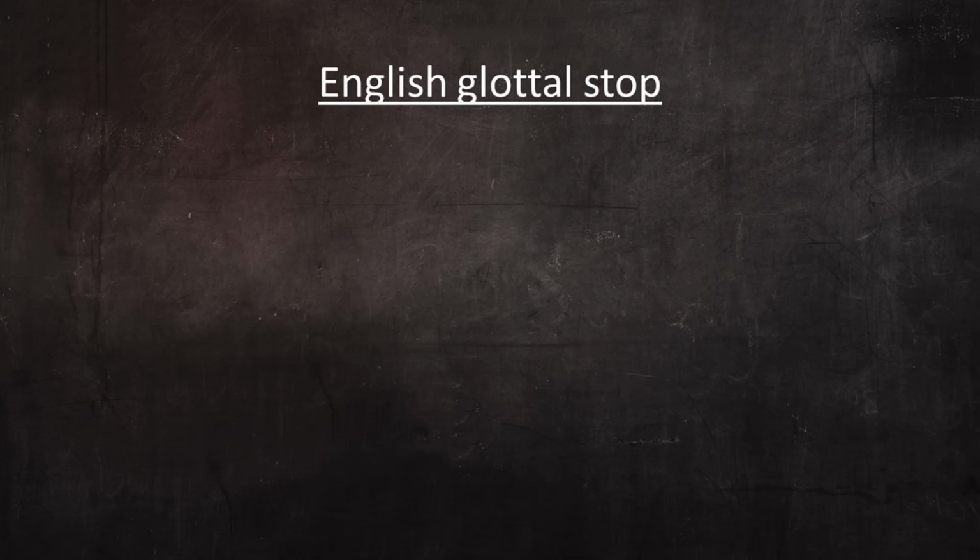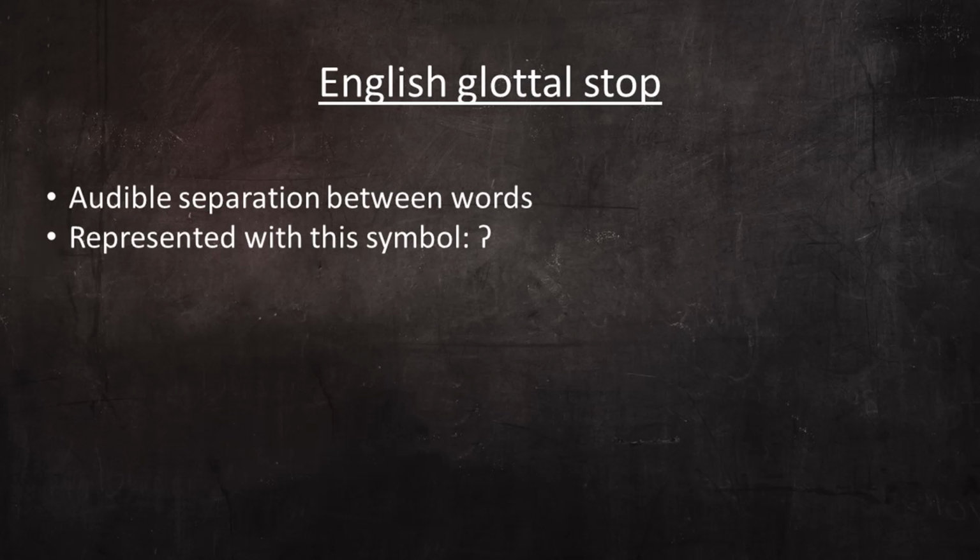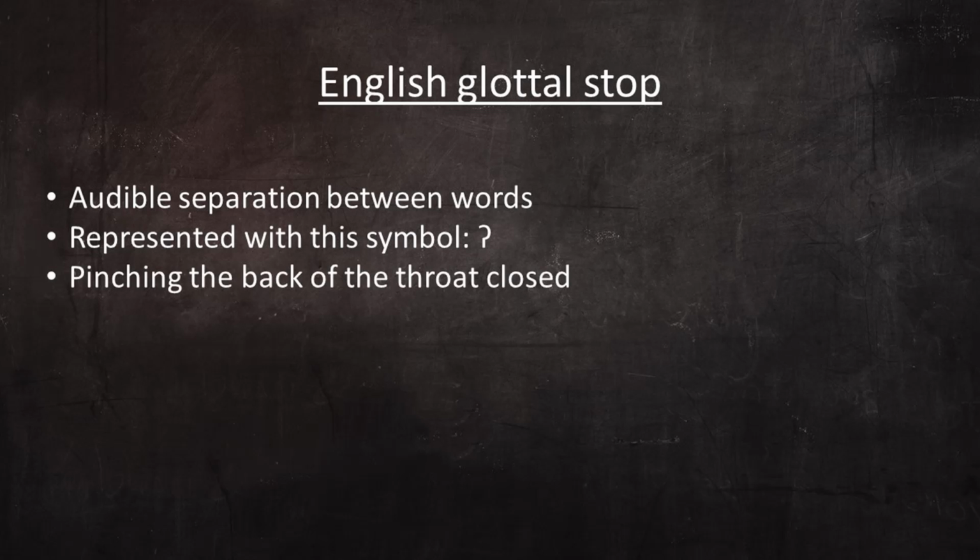When speaking our native language, we English speakers tend to insert an audible separation between certain words with something called a glottal stop, which is represented with this symbol that looks a bit like a question mark. A glottal stop is produced by pinching the back of the throat closed, thereby cutting off the airflow. You can observe the glottal stop by pronouncing the exclamation, uh-oh.